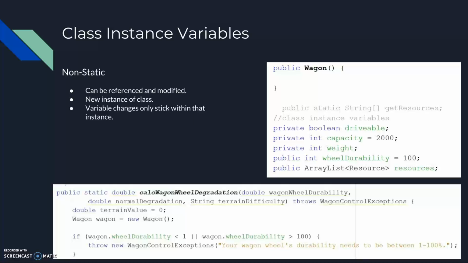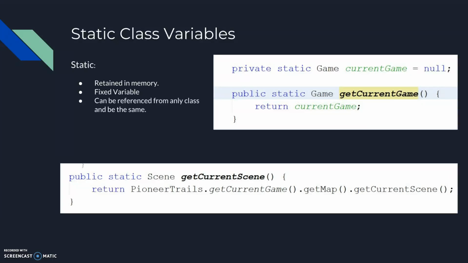But I could not go into another class and try to call wagon wheel durability and have it have the exact same values. In a static class variable, the ones from the very beginning of the game are retained in memory. They're fixed, they're never going to change. And what's nice about that is it can be referenced from any other class in the game at any period, and it's going to be the exact same variable.